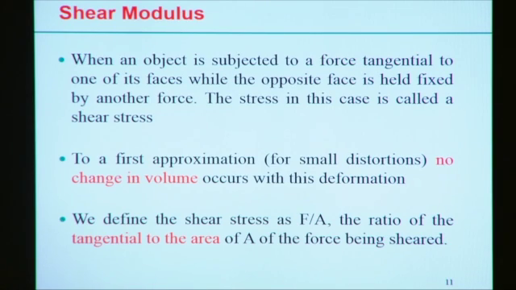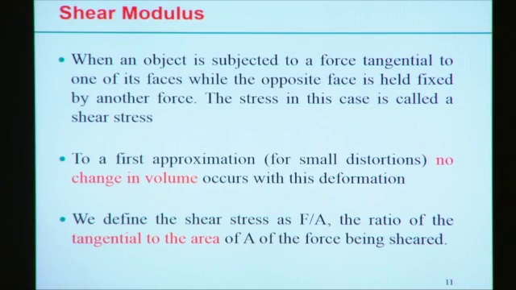Now next is the shear modulus. We can define shear modulus in such a way that when an object is subjected to a force tangential to one of its faces, while the opposite face is kept constant, the stress in this case is called a shear stress. Definitely in this case the application of the load is parallel to the cross-sectional area here.